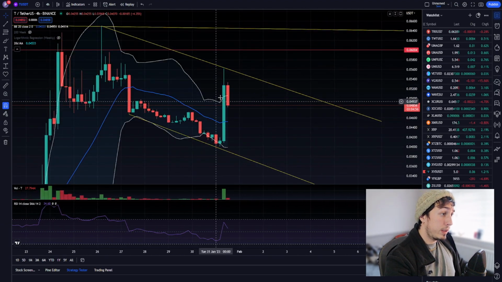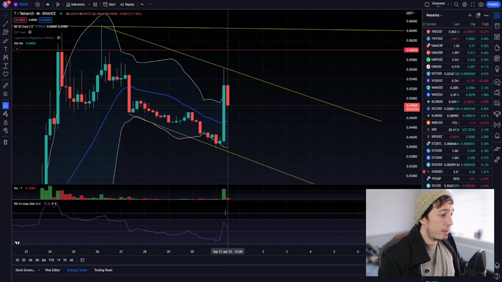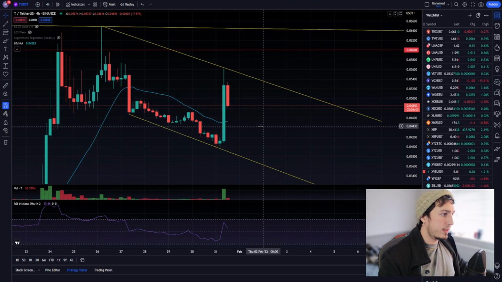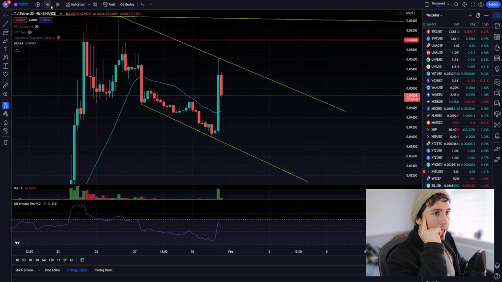Looking at the Bollinger Bands, we're pretty overextended. We're above that 20-day moving average. We are getting some volume come through, which is of course important as well. So interesting insights here. I'm really keen to see how this is going to play out.